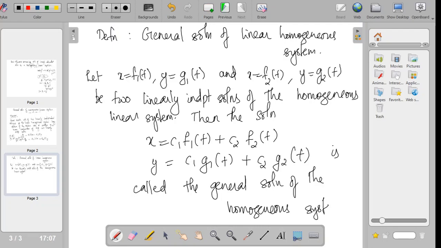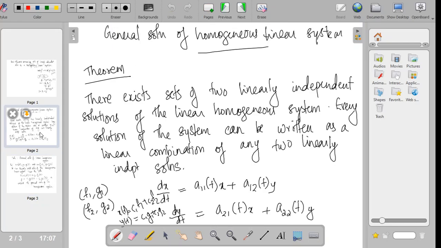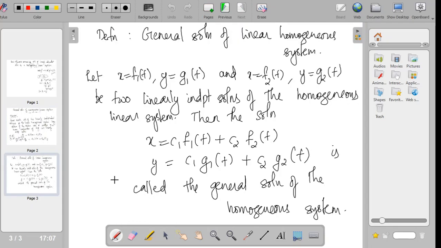So those are the two. First we have seen a theorem regarding the solution. For every homogeneous system you will always have a pair of linearly independent solutions. So there will exist a set of two linearly independent solutions. You will have solutions f1 g1 and f2 g2, and every solution is going to be a linear combination of any two linearly independent solutions.